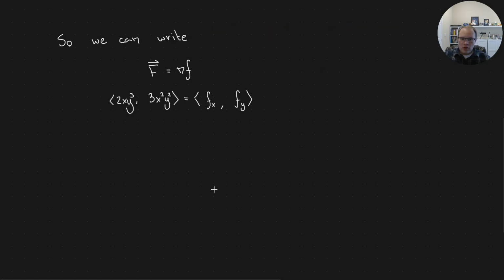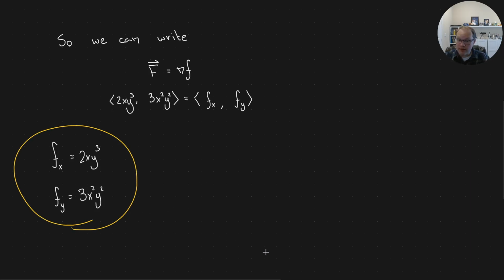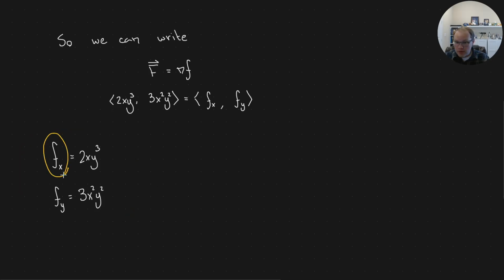Okay? So that gives me, if I equate corresponding components, that the partial derivative of f with respect to x has to be 2xy cubed. The partial derivative of f with respect to y has to be 3x squared y squared. Now, I want to take this information and find the function f. If the partial derivative of f with respect to x is 2xy cubed, then I should be able to find f by undoing that partial derivative, taking the integral with respect to variable x.